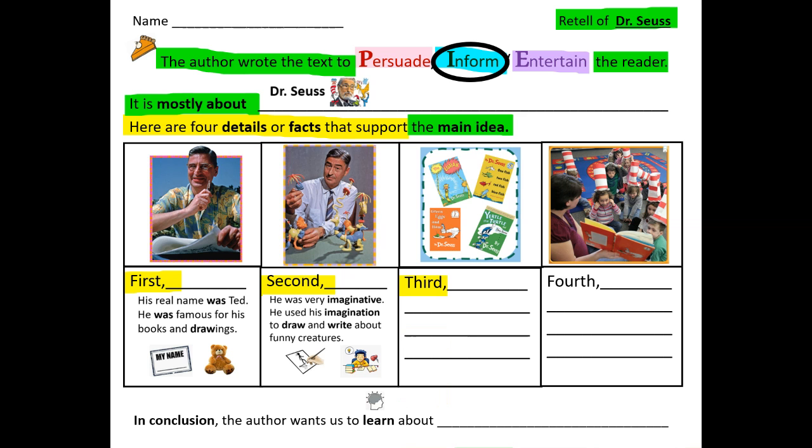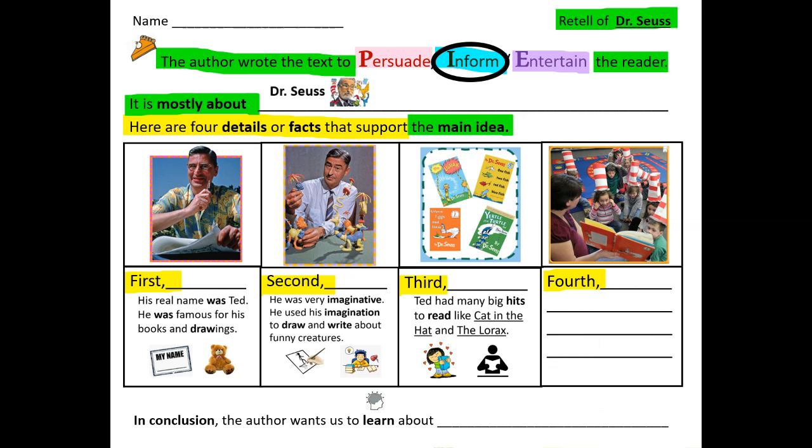Third, what did Dr. Seuss write? He wrote... Well, Ted had many big hits to read, like Cat in the Hat and The Lorax. So he wrote books like Cat in the Hat and Yertle the Turtle and The Lorax.